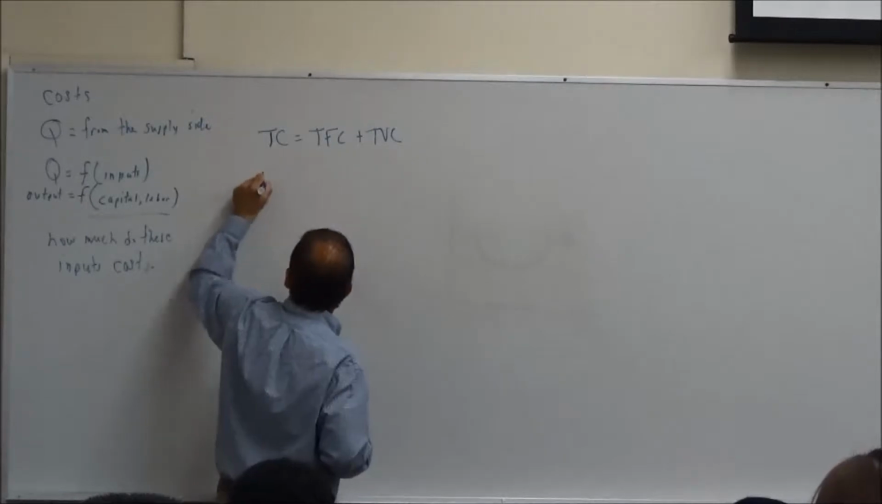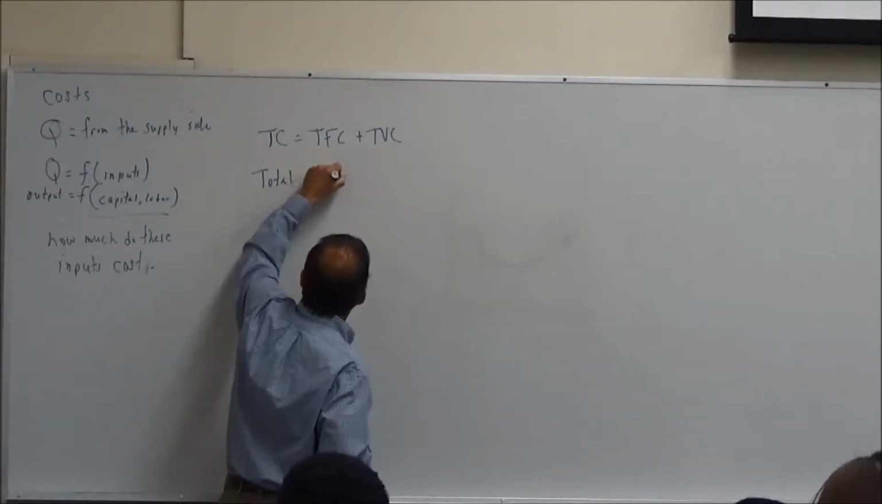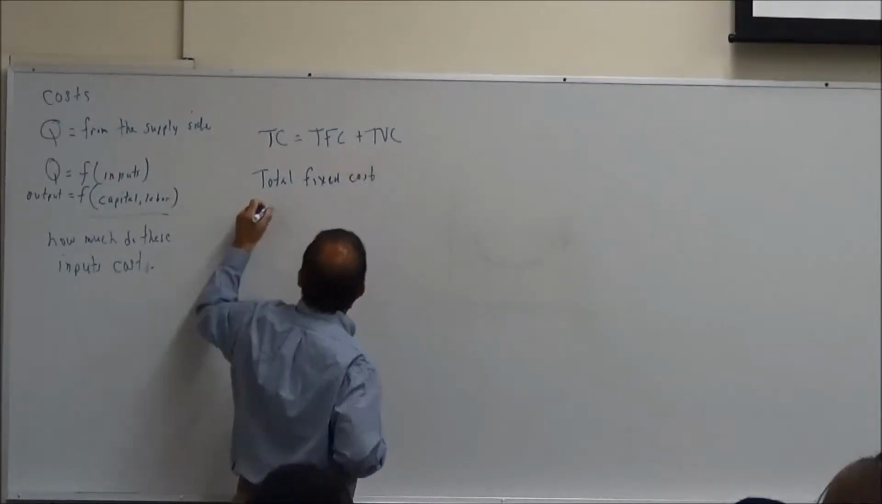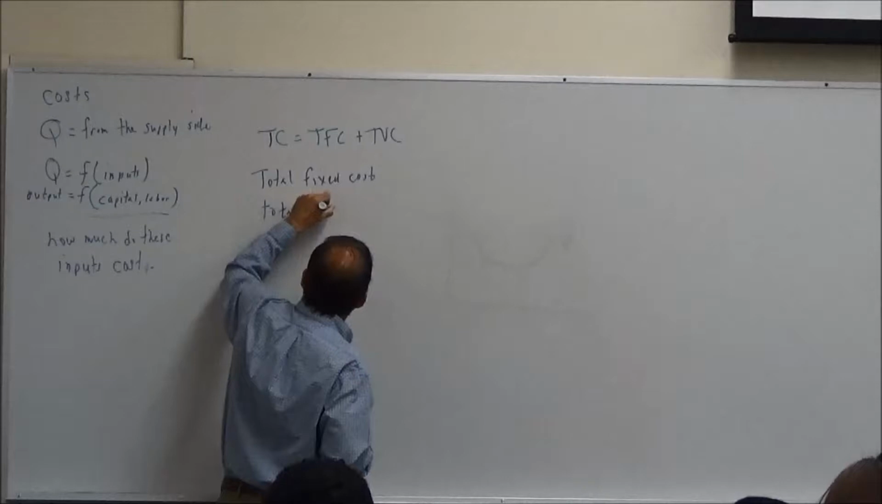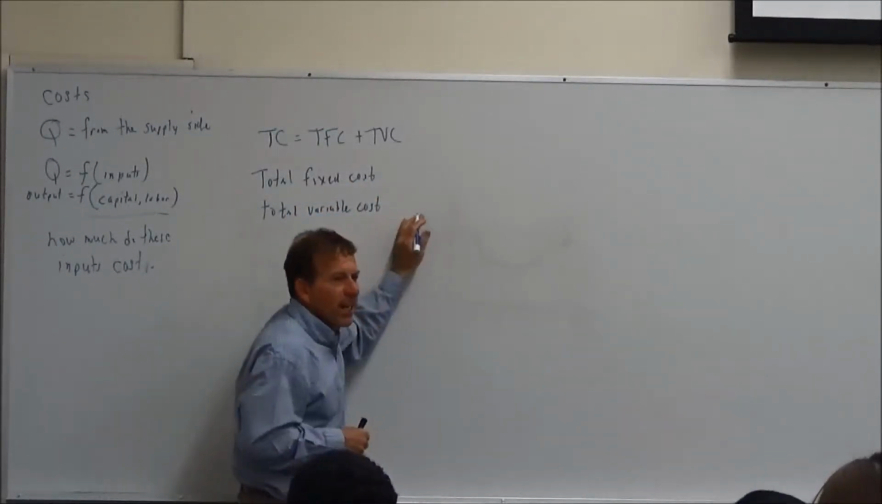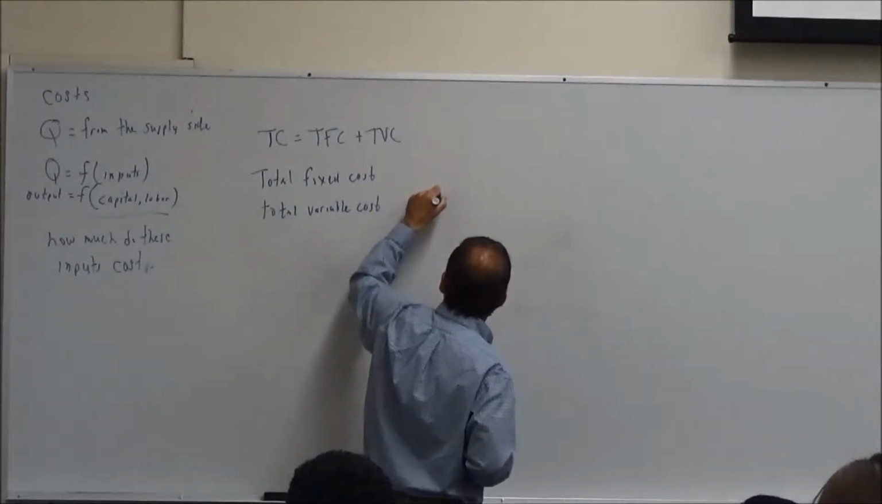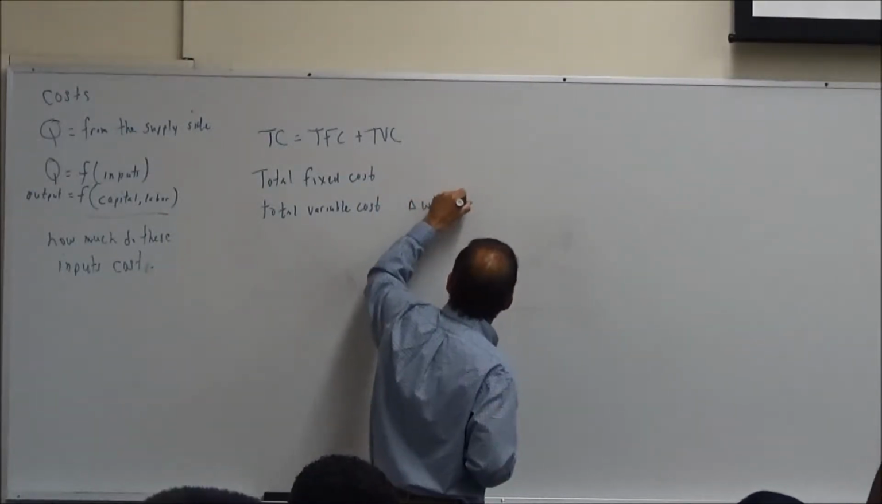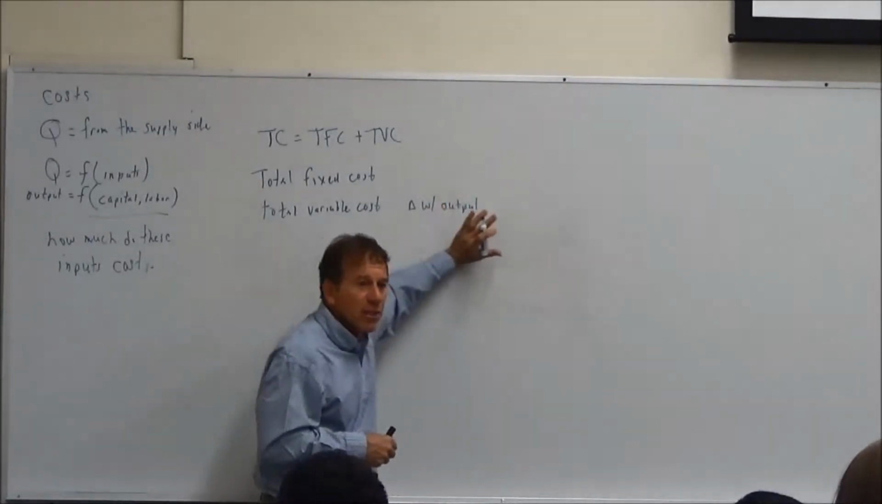So total fixed costs, let me write this out. They're on the sheet, that's why I didn't write it. But total variable costs are costs that are going to change with output. So these will change with output. In other words, if you produce more, then your variable costs are going to go up.